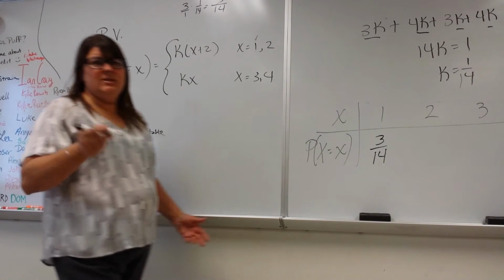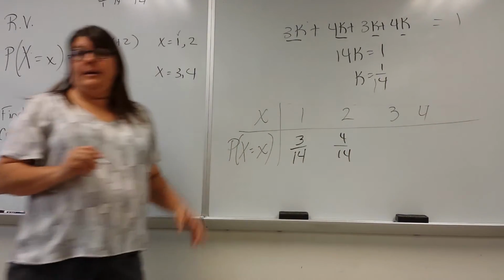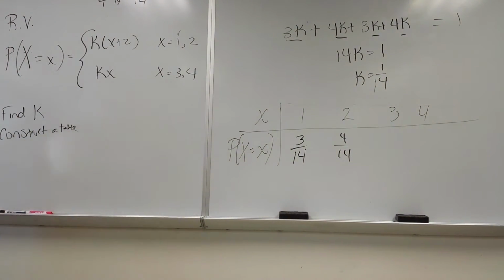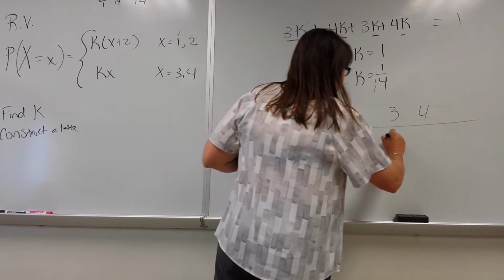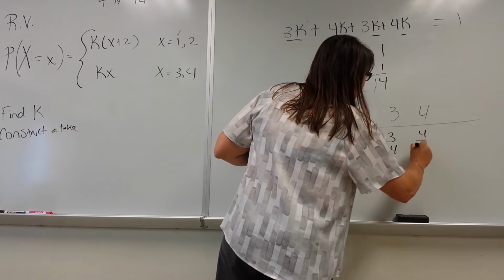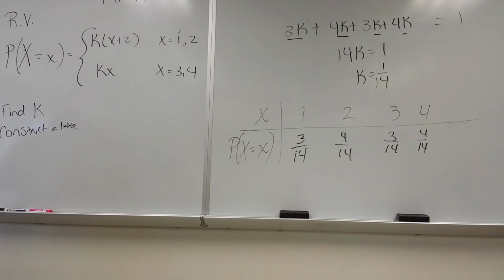4/14. And don't reduce them, because eventually you want to check to see if it adds up to what? 1 whole. What is the 3 going to be? 3/14. And 4 is 4/14. Does it add up to the 1 whole that we're looking for? Yes. Any questions so far? Are we good? We like it?